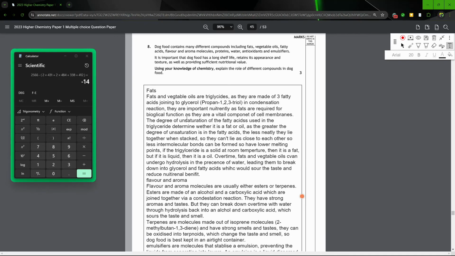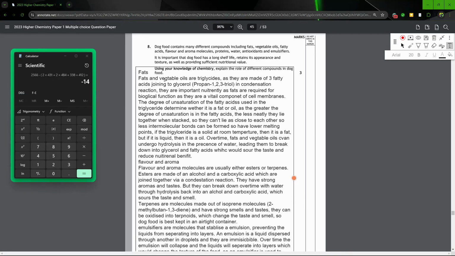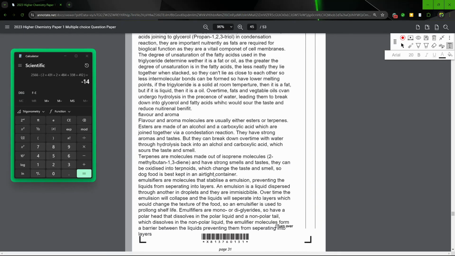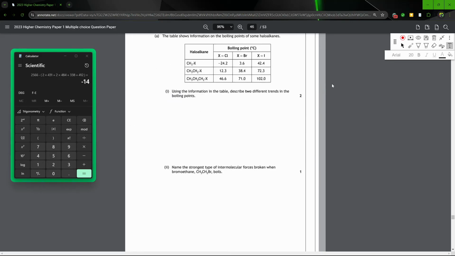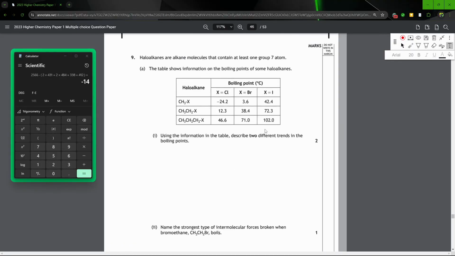Right, there's far more text than you ever need, but there you are. So you can write about a bunch of different stuff for this one, anything that would make sense. But anyway, I'll move on. So we'll go over to question 9.